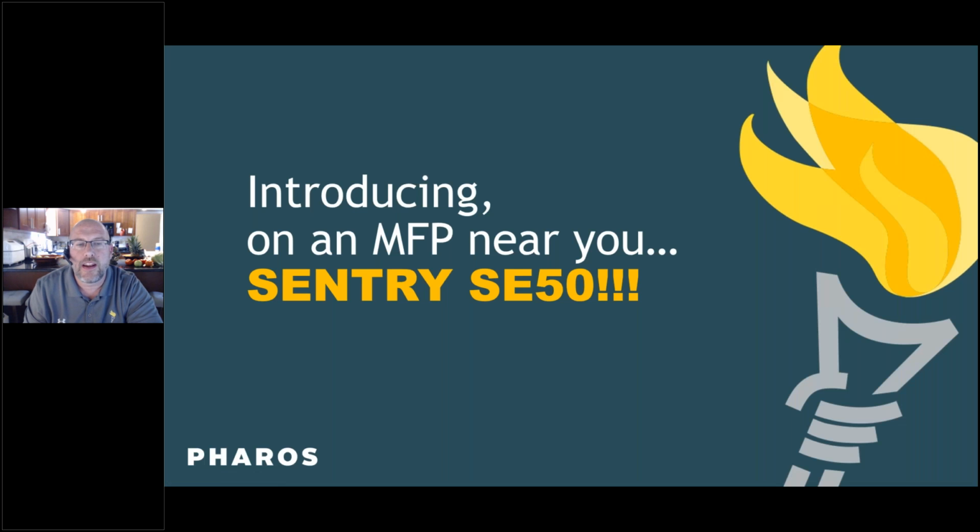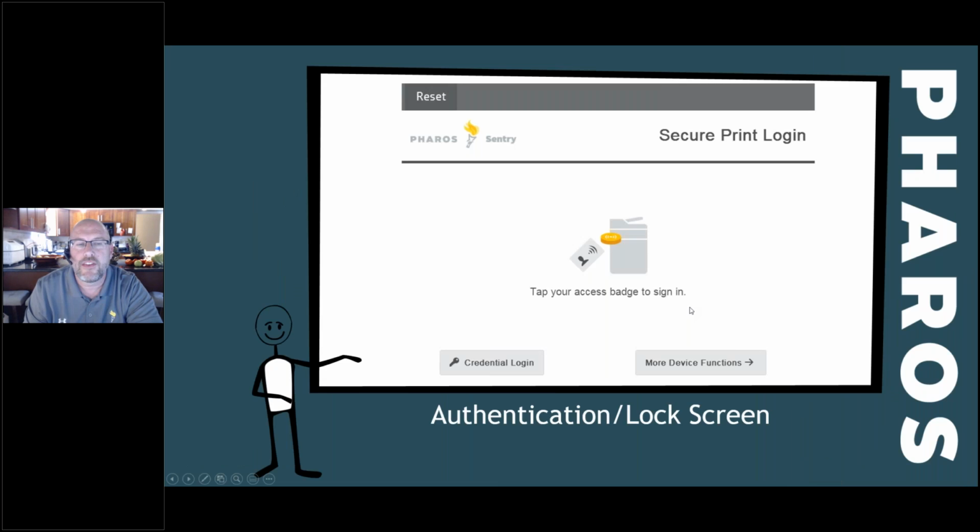So introducing on an MFP near you, Sentry 50. This is the first screen. It is the Secure Print login. And this is consistent across all of the manufacturers that we support. So immediately you can tap your badge to sign in. If you've enabled keyboard login, then credential login shows up in the bottom as a button.